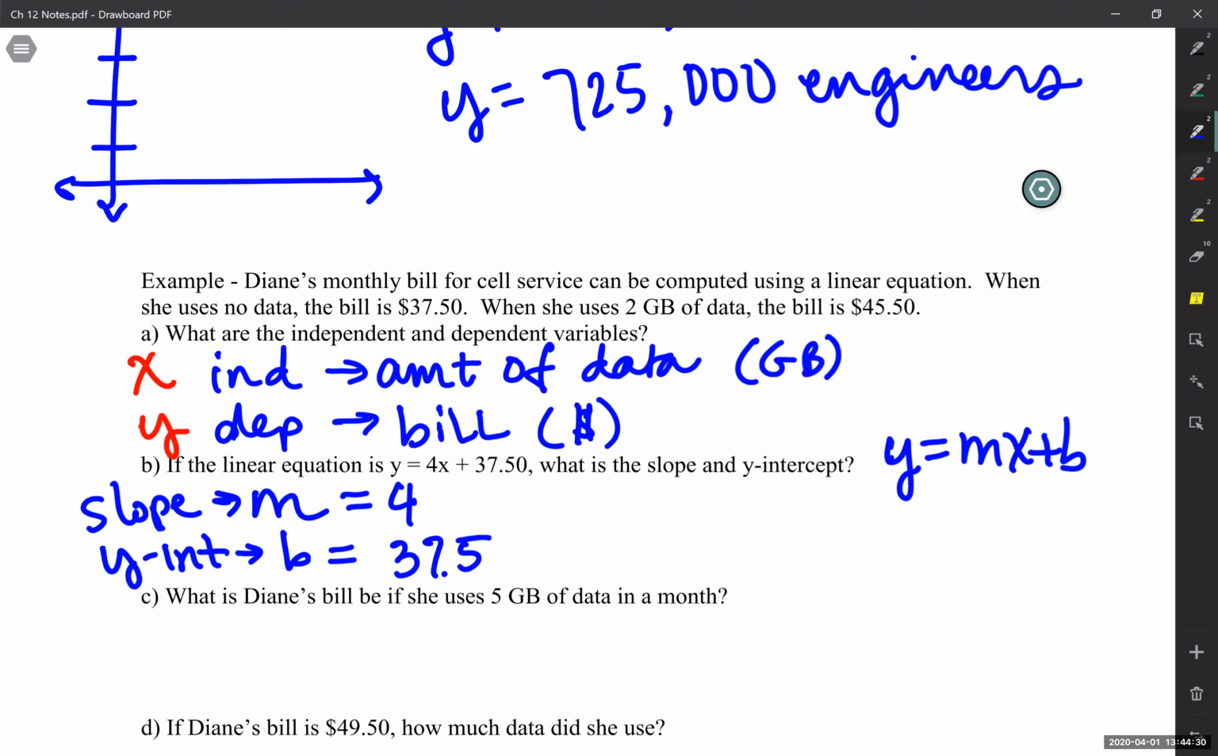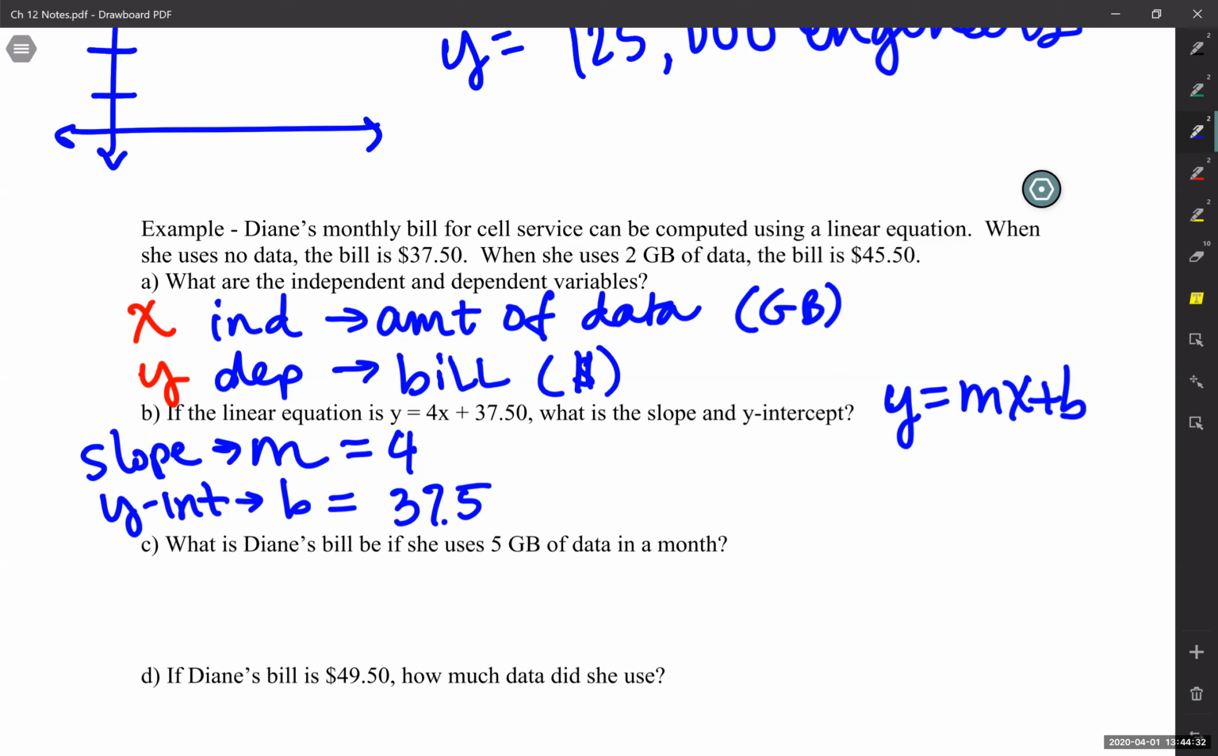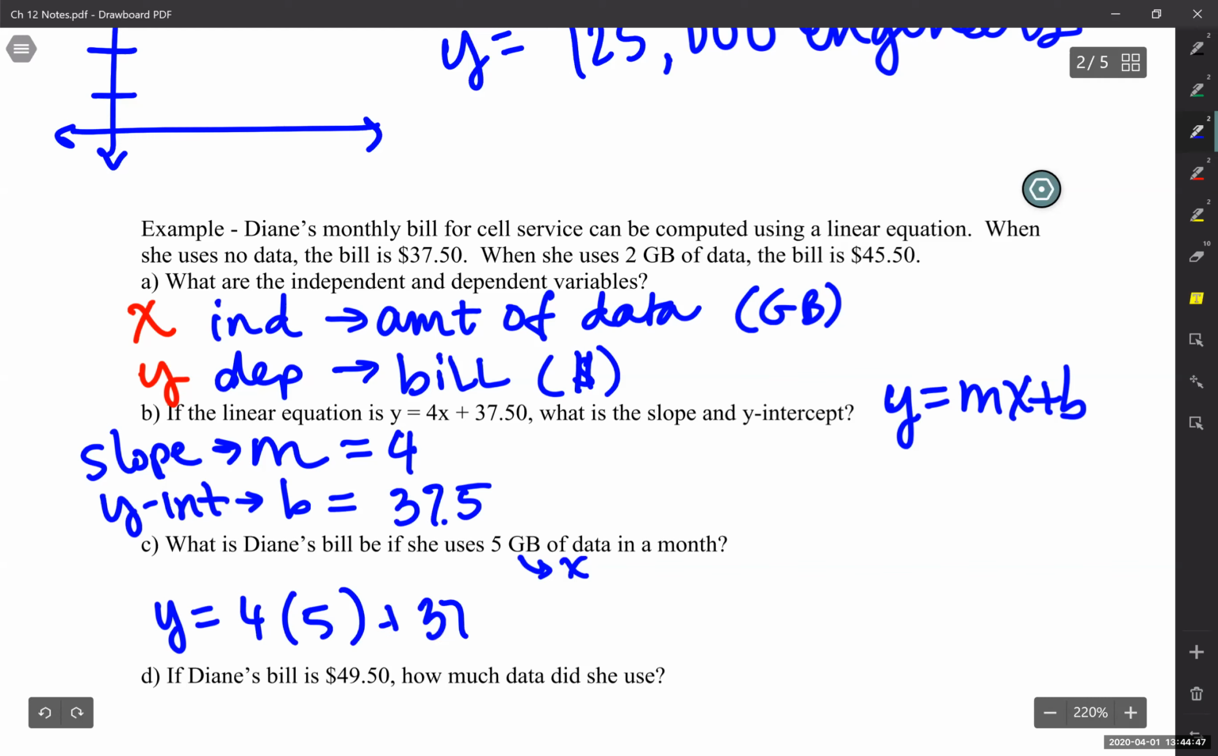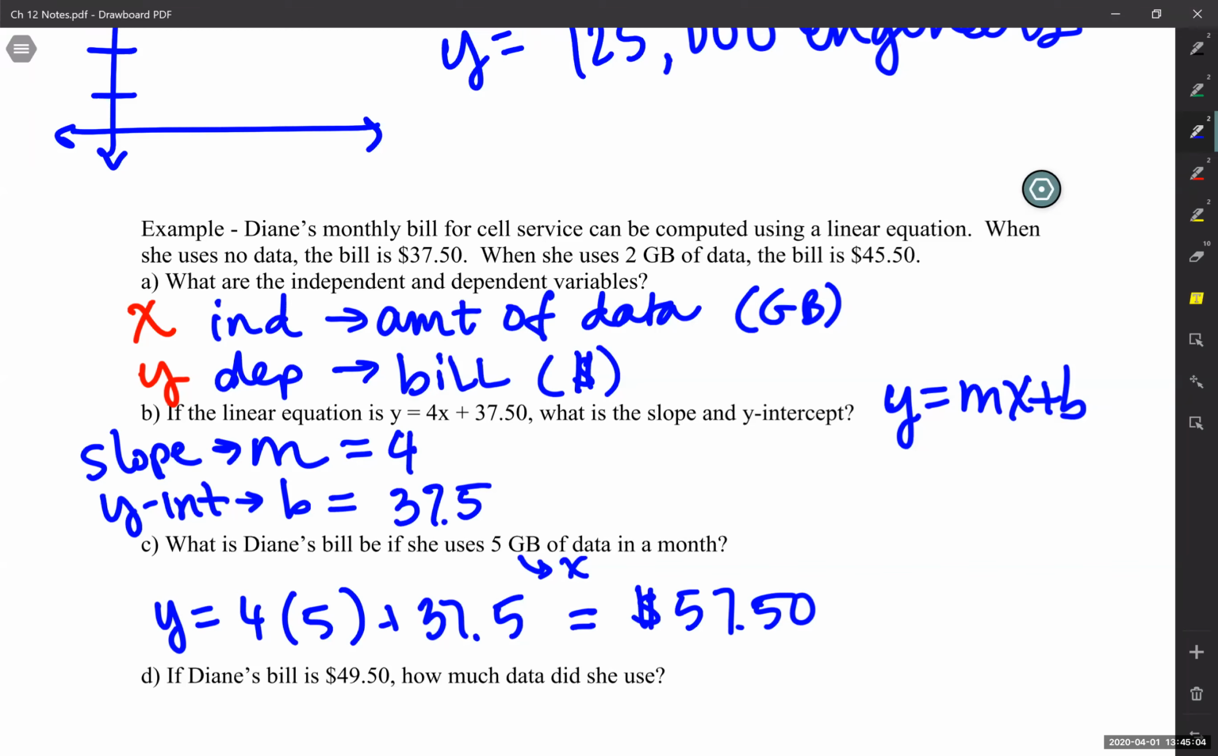So if Diane uses 5 gigabytes of data in a month, what is her total bill? Gigabytes, remember, that is our x variable from part A. So we can plug in y equals 4 times 5 plus 37.50, and plug that into your calculator. And you get a final answer of $57.50. Don't forget the dollar sign, because that is the amount of her bill.